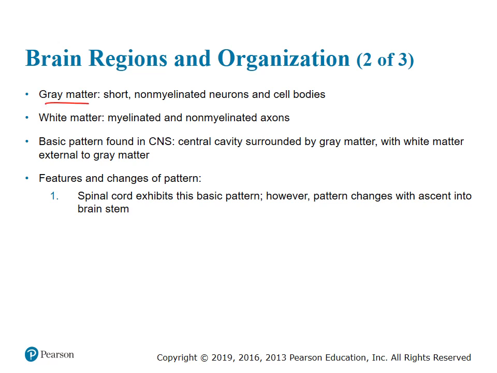So when we talk about gray matter and white matter, again, we're talking about myelin. With myelin, without myelin. The gray matter in the brain, for example, is the short, unmyelinated neurons, or those neurons that have myelin but just the cell bodies. Those are considered gray matter. And white matter is the myelinated and non-myelinated axons.